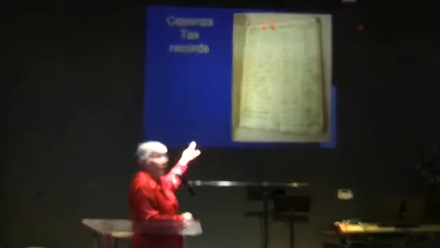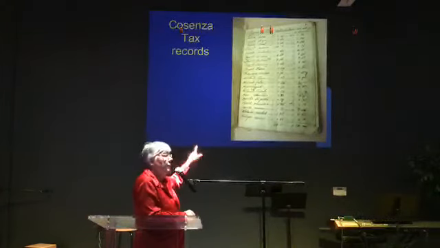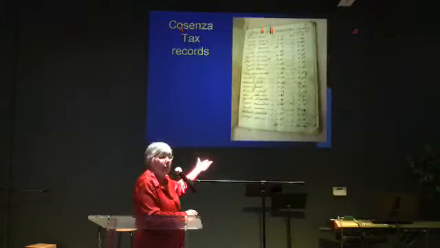This is out of a different provincial archives, Cosenza. It's a tax list, and so it shows the names of the heads of household on the left, and the amount of land that's being taxed and the amount of tax.